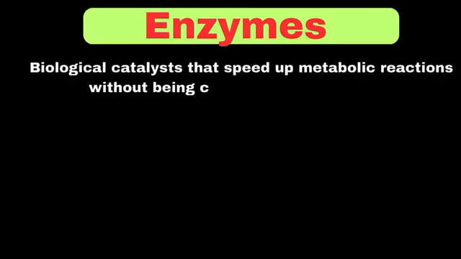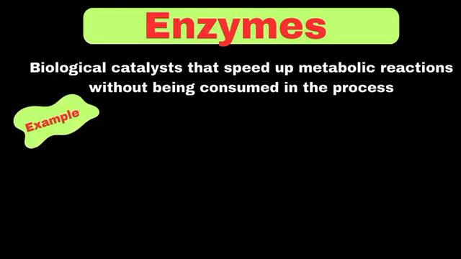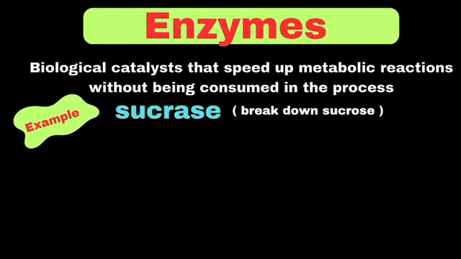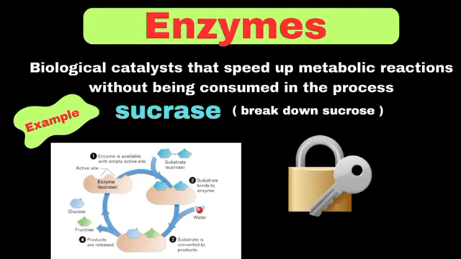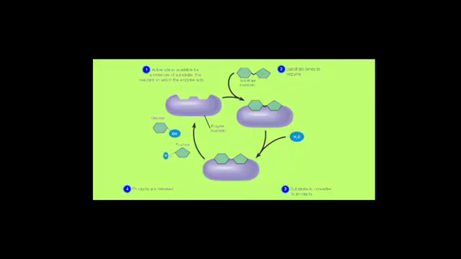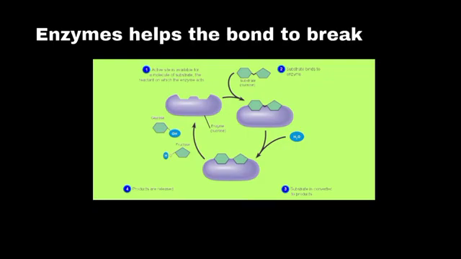Now, let's explore the role of enzymes in metabolism. Enzymes can be defined as biological catalysts that speed up metabolic reactions without being consumed in the process. To understand how enzymes work, let's take the example of sucrase, an enzyme that breaks down sucrose. Sucrase has a special area called the active site, where sucrose fits perfectly, like a key in a lock. When sucrose binds to this active site, the enzyme helps break the bond between glucose and fructose much faster than would happen without the enzyme.